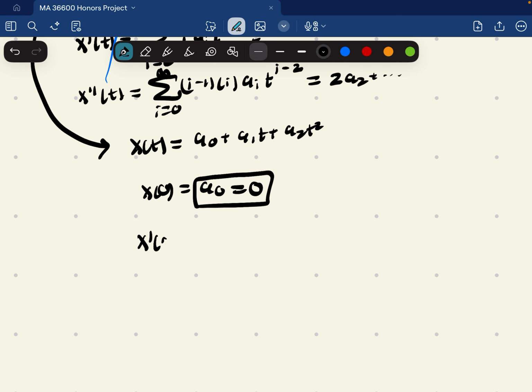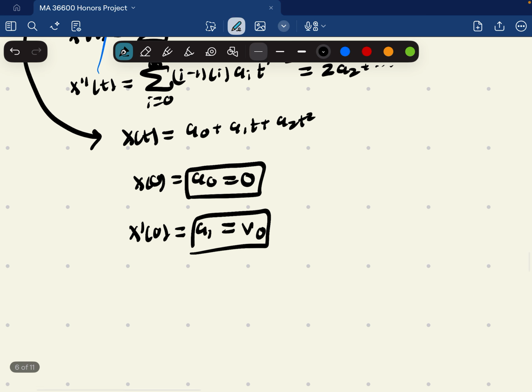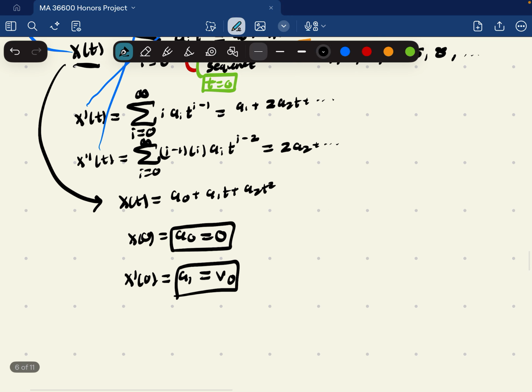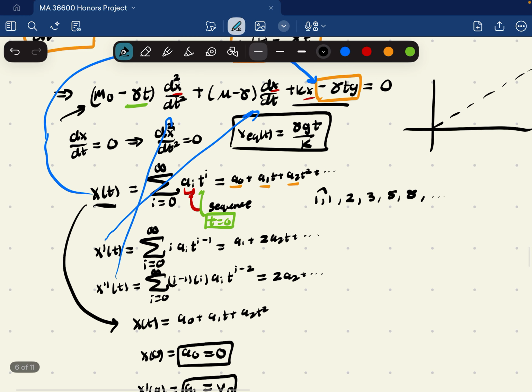And then same thing with x prime of 0. I find this is a1, which I know is v naught, my initial velocity. Okay, so that's the idea. So I found two coefficients, but I need a lot more. I need infinitely more, actually. That's why I'm going to end up substituting these into this equation here.